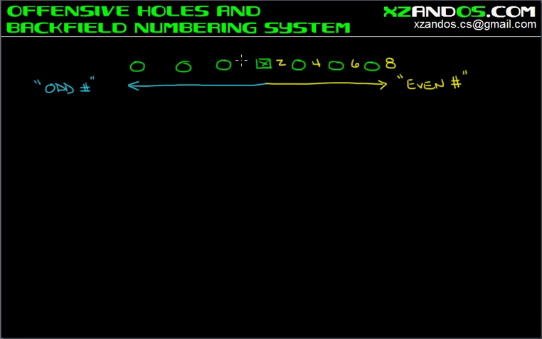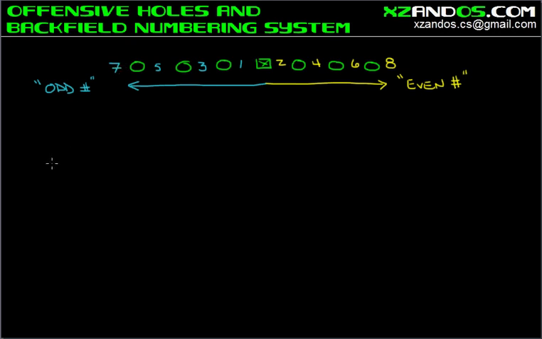But from center to left guard would be 1. Left guard to left tackle would be 3. Left tackle to tight end would be 5. And then your tight end out would be 7.